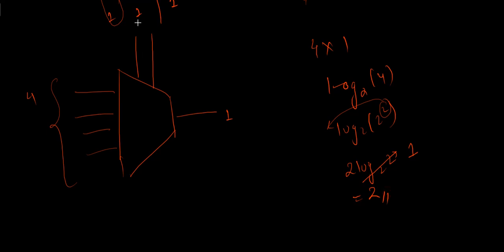That means suppose I have the inputs A and B. I'll be drawing the same 4 cross 1 mux for the AND gate. Let me check what the difference is from the 2 cross 1 mux.